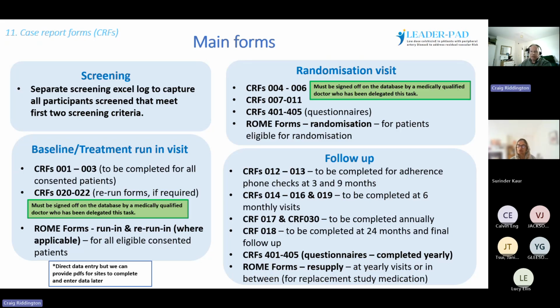Just to point out, if a patient repeats the active run-in period, you will need to complete CRFs 020 to 022, which are in fact a duplication of CRF 001 to 003, but under a rerun heading instead of just run-in. You will notice that run-in and randomization forms need to be signed off by a medically qualified study doctor.